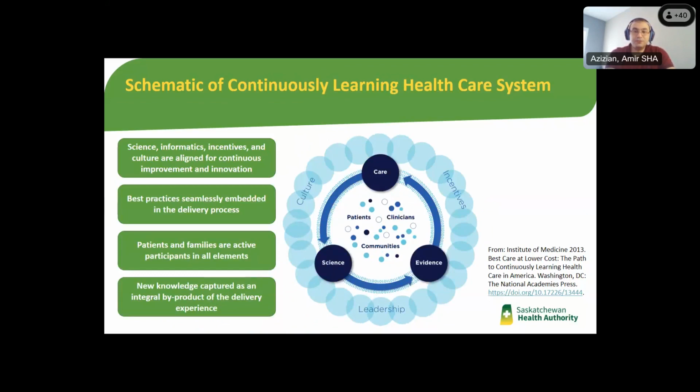Missed opportunities, waste, and harm happen as a result of poor management in science or research findings or evidence and care, and they then all add to poor patient experience. In their report, the Institute of Medicine proposed learning health systems as a key strategy for improving value in healthcare. They defined a learning health system as where science, informatics, incentives, and culture are aligned for continuous improvement and innovation, with best practices seamlessly embedded in the delivery process. Patients and families are active participants in all elements, and new knowledge is captured as an integral byproduct of the delivery experience. The learning health system supports the implementation of best or leading practice and evidence in a more timely manner.